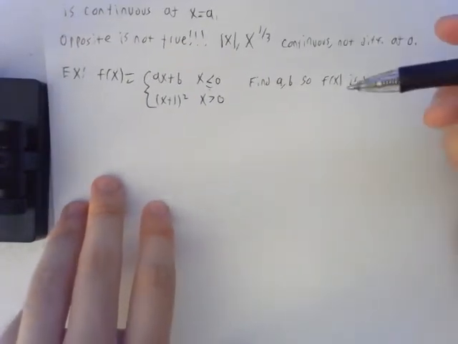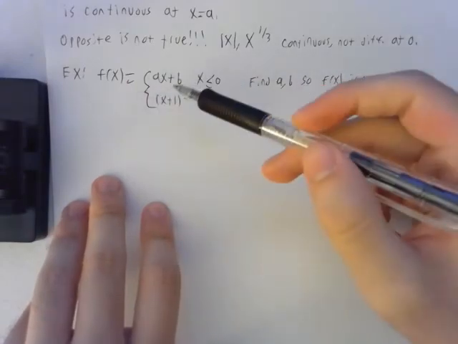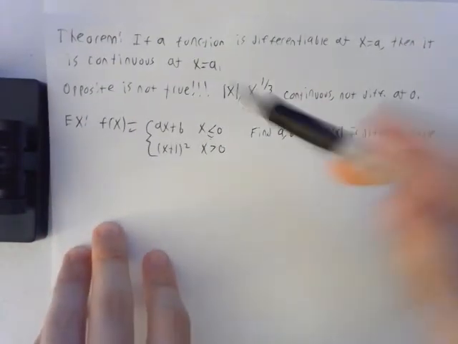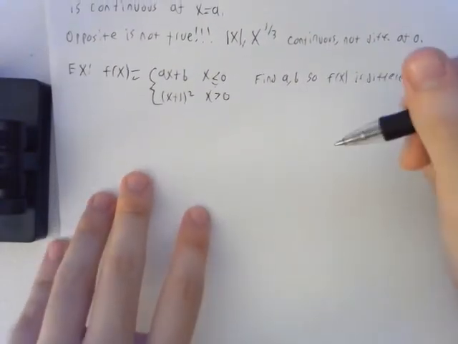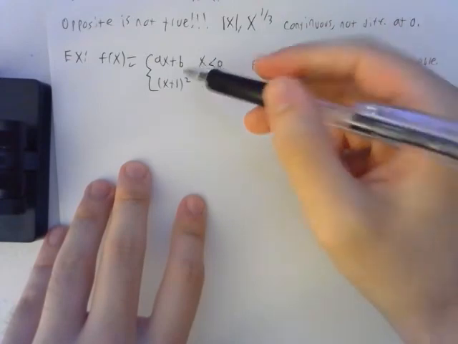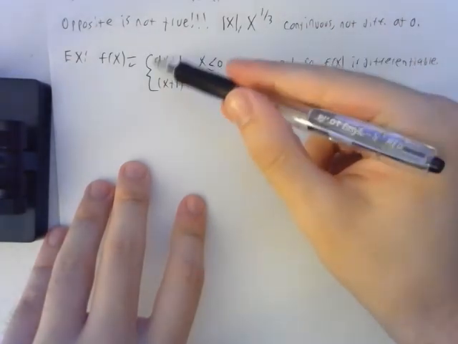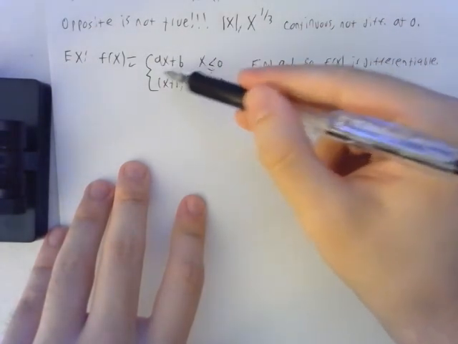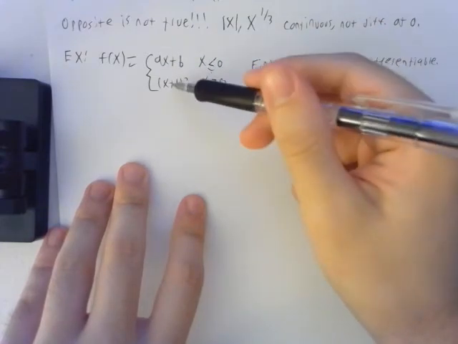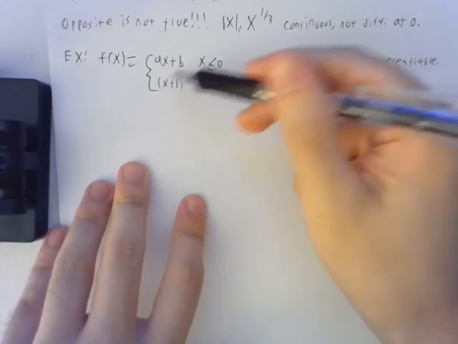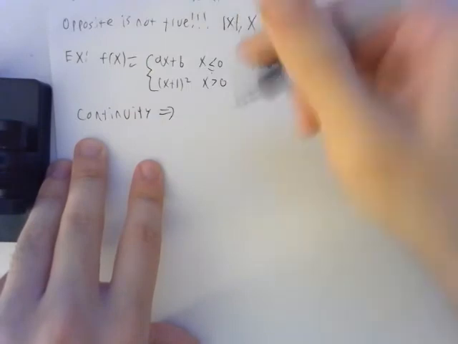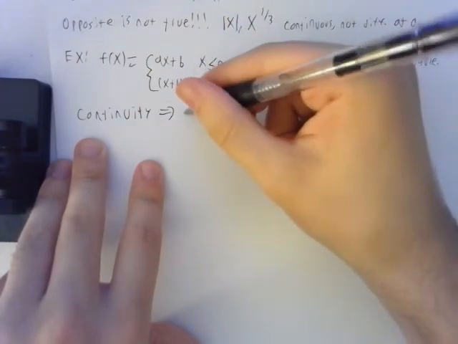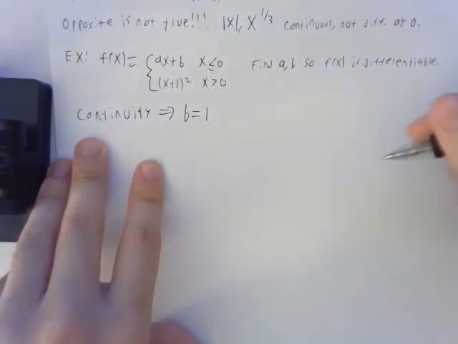The first thing is that in order for the function to be differentiable, we've already seen that it has to be continuous at x equals a. So first, to make f of x continuous, the value of the function at x equals 0 using the top formula has to match the value if we plug x equals 0 into the bottom formula. Based on that, we can immediately see that the only way this function can be differentiable is if b is equal to 1.